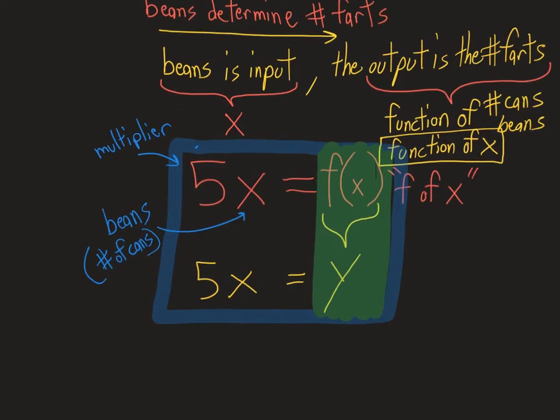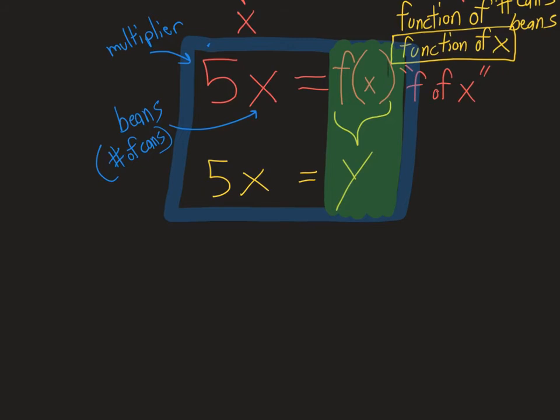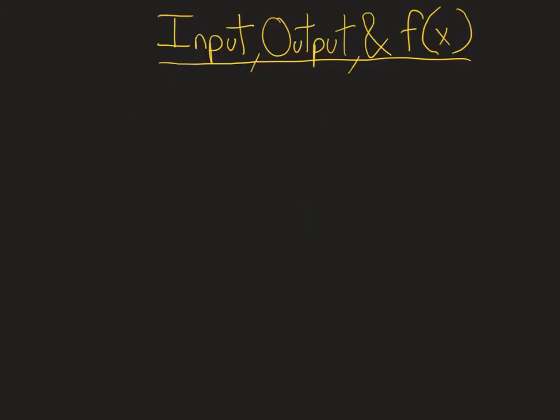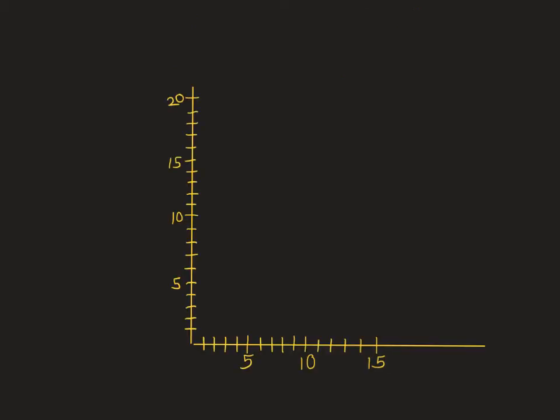All right, so let's look at what it does for us if we look at it that way. Input, output, and f of x. We actually just talked about that on the last screen. So let's look at this here. Let's take our fart function.